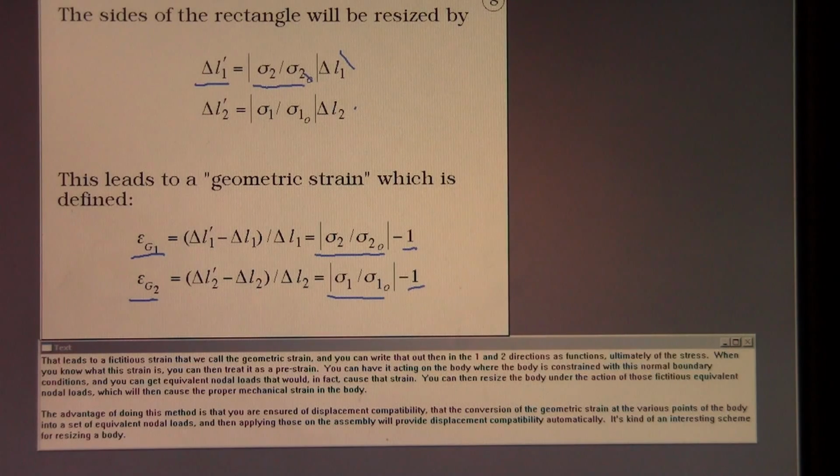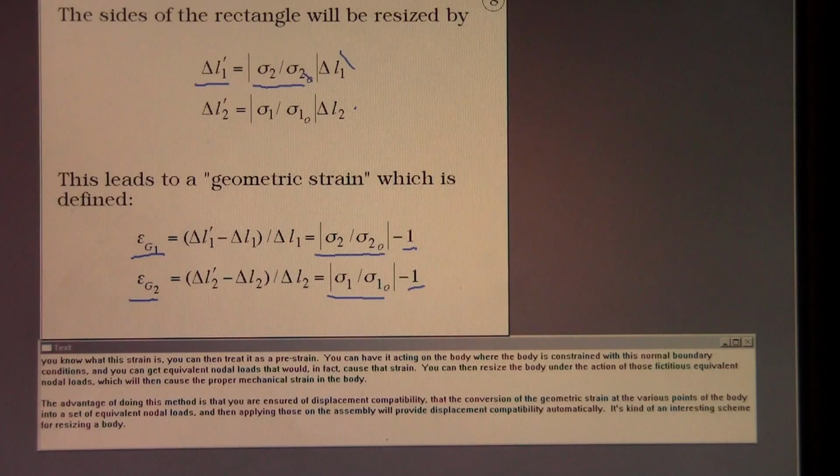The advantage of doing this method is that you are ensured of displacement compatibility. The conversion of the geometric strain at the various points of the body into a set of equivalent nodal loads, and then applying those on the assembly, will provide displacement compatibility automatically. So it's kind of an interesting scheme for resizing a body.